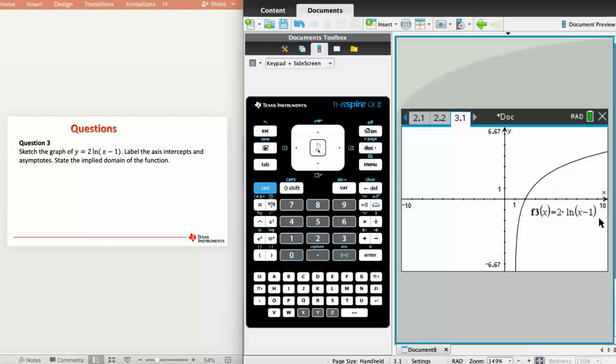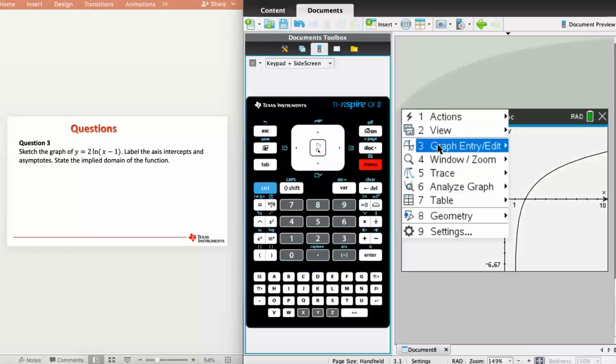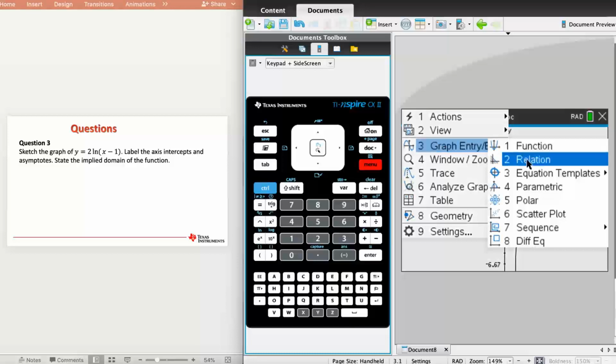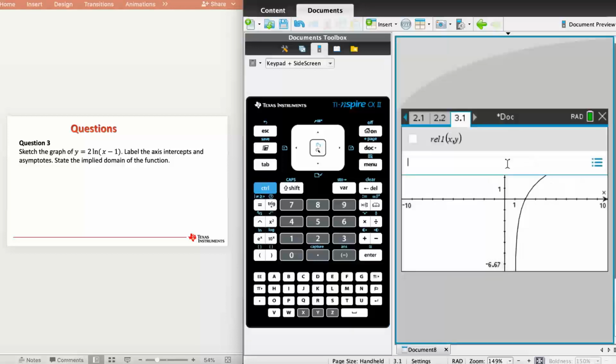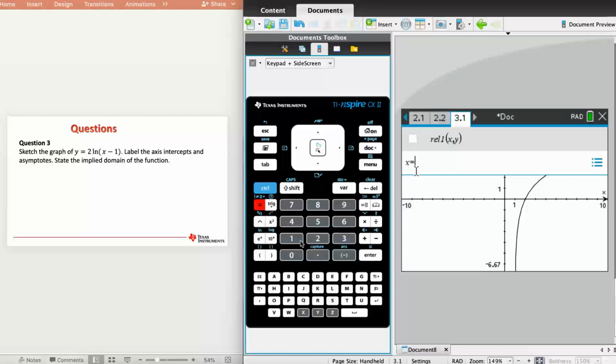I've said from my equation it appears that the asymptote is the line x equals 1. Well, in order to draw that line on my graph, because that's not a function, I actually have to use the relation feature in the menu. So let's go menu, graph entry edit, relation. And the relation that I think, so I'm typing in what I think is the asymptote, is x is equal to 1.